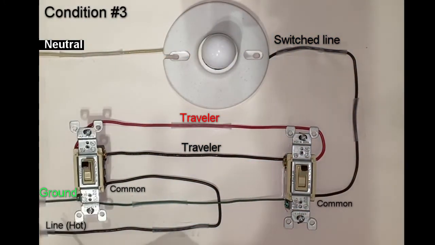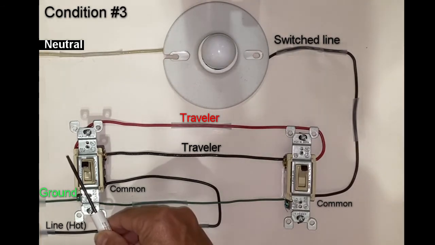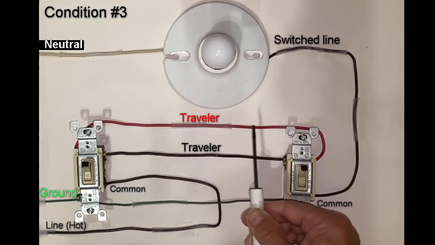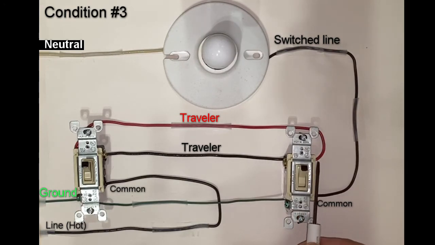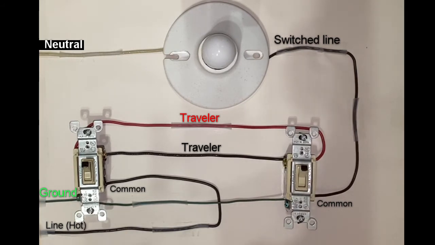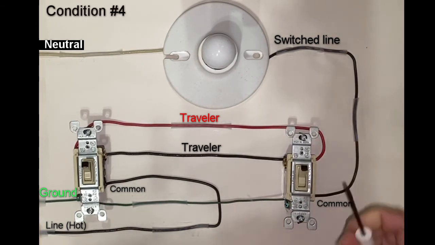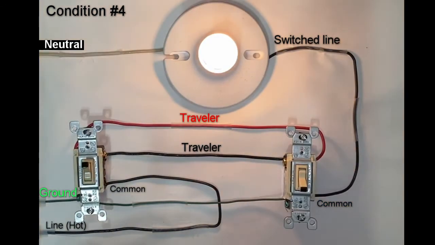Our current now is not flowing to the light anymore. So current flows through here, comes through here, and then from here, we go through the switch from our common side to our traveler, comes out to this traveler, and that's where we end. We don't flow through the switch anymore. Okay, so the last condition, we're going to flip this switch to down position. Now we have current flowing to our light fixture.